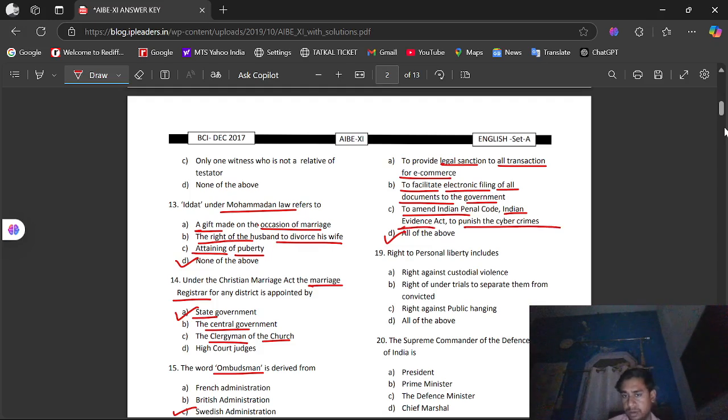Right to personal liberty includes option A, right against custodial violence. Option B, right of under trials to separate them from convicted. Option C, right against public hanging. Option D, all of the above. Its right option is option D, which is all of the above.